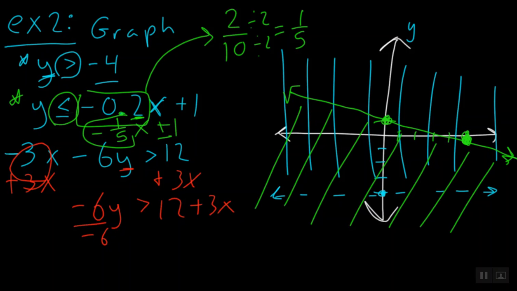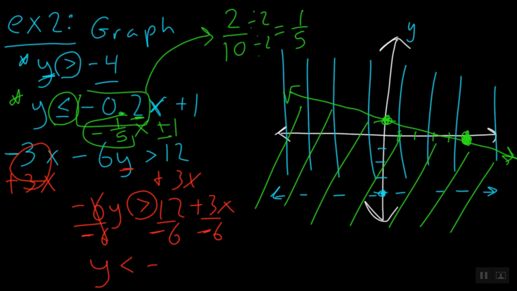And of course, we'll divide everything by negative 6. But there's a problem. Wait, we just divided everything by a negative. Does that do anything special? And if you said it flips our inequality, you are absolutely correct. So instead of this being a greater than symbol, it should be a less than symbol. And now we can just reduce everything.